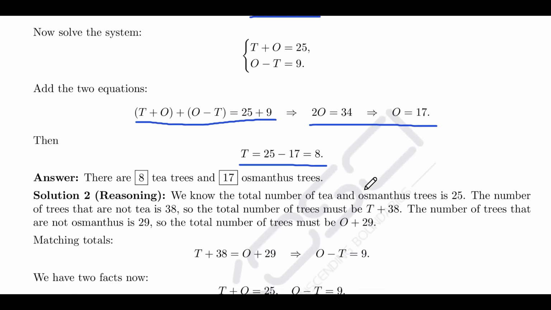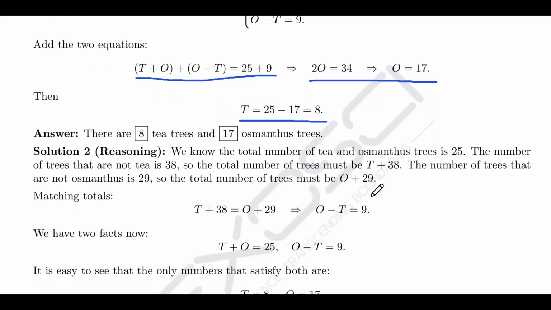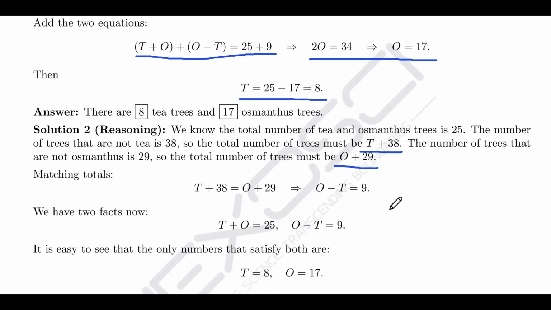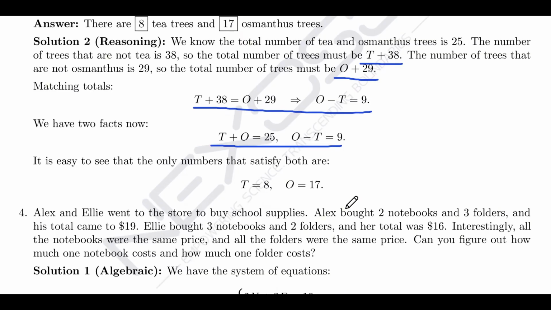A quick reasoning description. Because counting non-t trees gives 38, the total must be t plus 38. Because counting non-osmanthus trees gives 29, the total must also be osmanthus plus 29. Equating them yields the 9-tree difference, and combining with the total 25 gives 8 and 17 for the two types of trees. According to the formula we learned, the bigger one is half of the sum plus the difference, and the smaller one is half of the sum minus the difference.